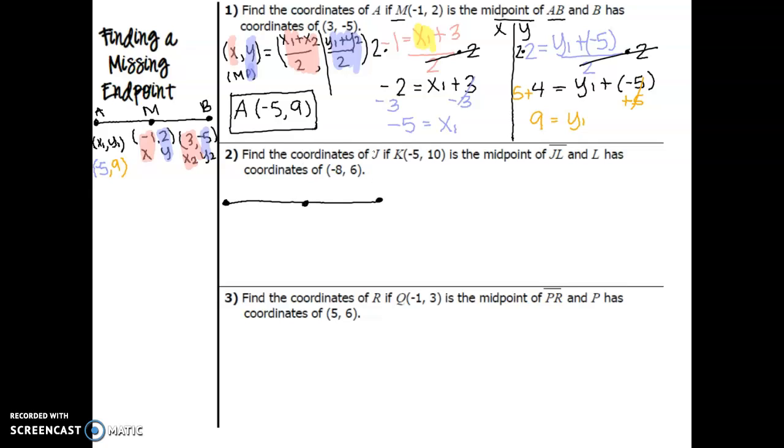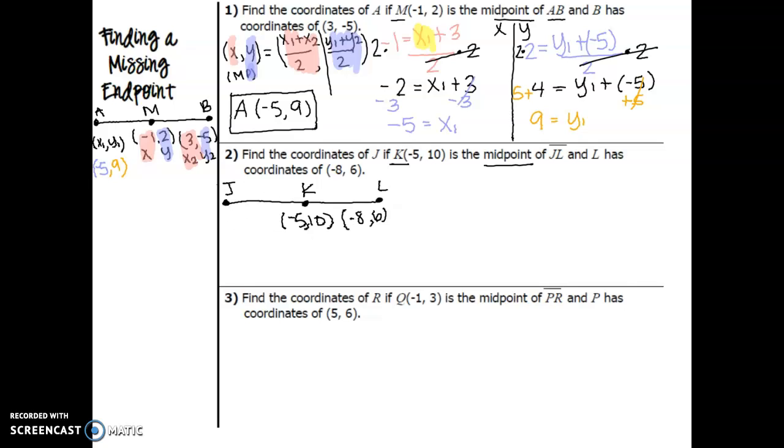Then it says find the coordinates of J, so I know that's going to be x1, y1, if K is the midpoint. So I'm going to go to my midpoint, I'm going to say that's K. And it says line JL, so I know these are my endpoints. So here's J, here is L. Then I know those coordinates, this is -5, 10. L has the coordinates of 6, -8.